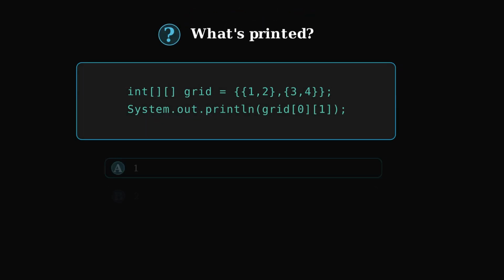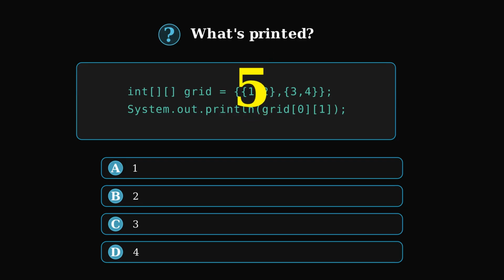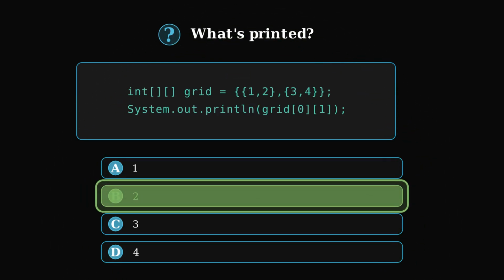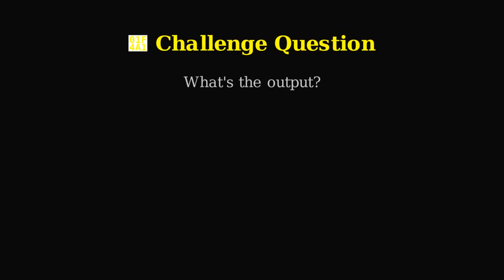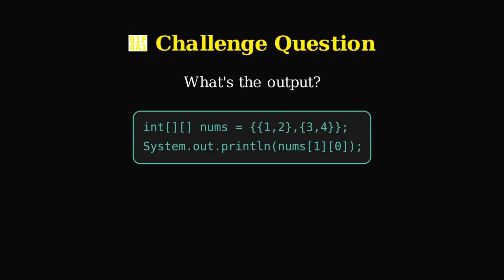What's printed? Which one is correct? The correct answer is grid[0][1] accesses first row, second column. Here is a challenge for you. What's the output? Comment your answer below.